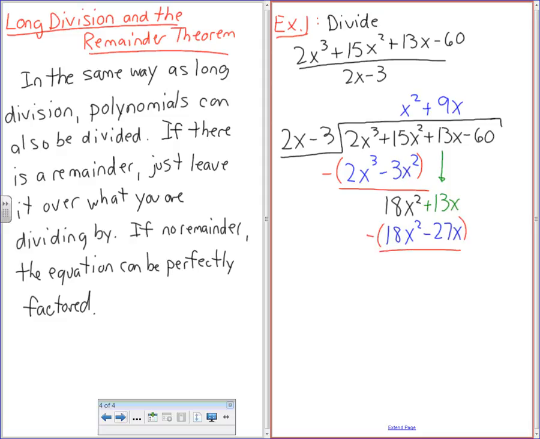All right, Foxton, back to you. Oh, sorry. So we're subtracting? Yeah, you're always subtracting. Okay, Foxton, back to you. What is 18x squared minus 18x squared, please? 0, good. What is 13x minus negative 27x, please? Good, thank you. Wonderful. Okay. This one's 40x.